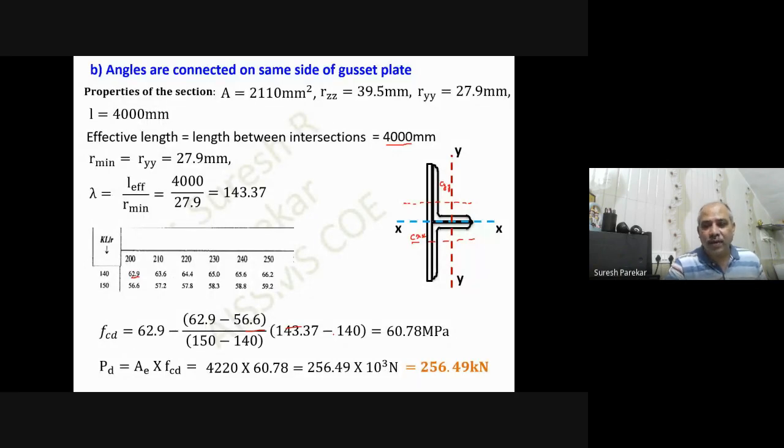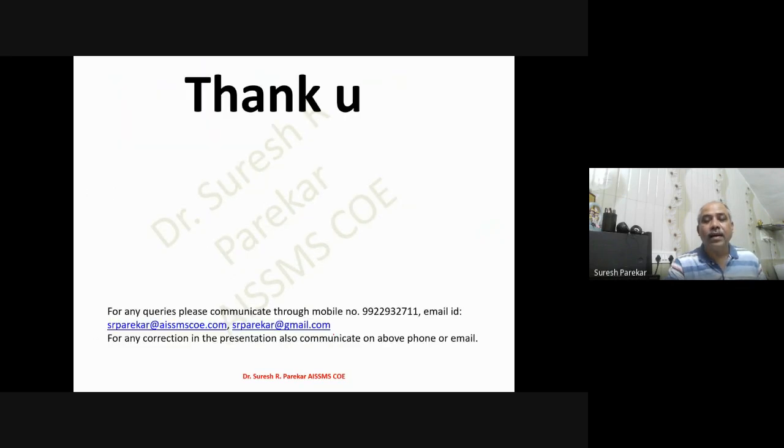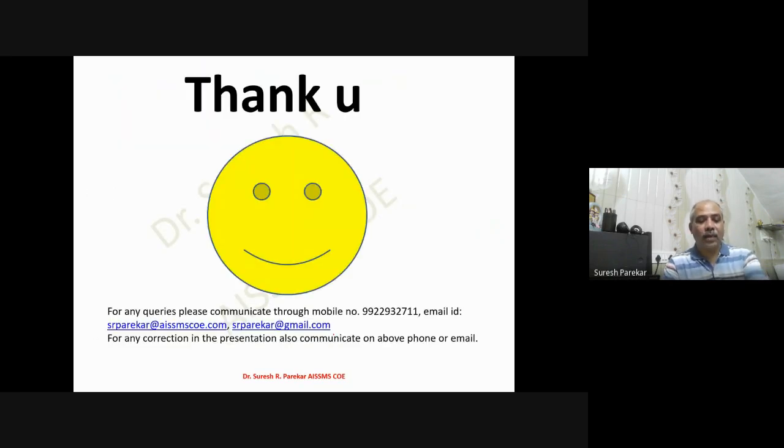So likewise, we have to solve the problems when they are connected on the opposite side or on the same side. When we have an equal angle section, the problem becomes very easy. We have to take directly the value of r minimum equal to rzz equal to ryy, because both values are the same.